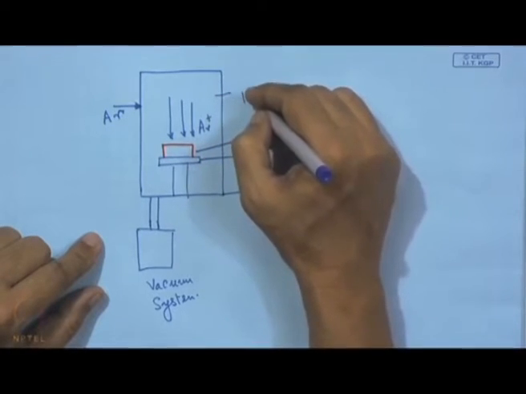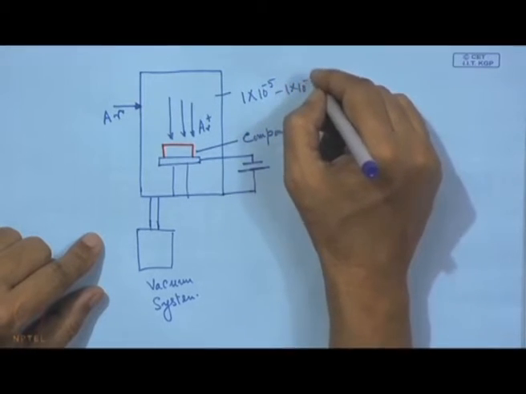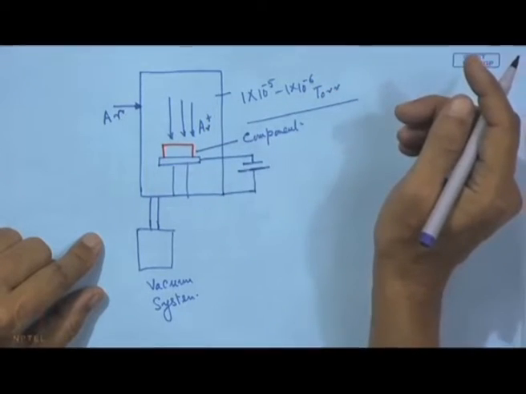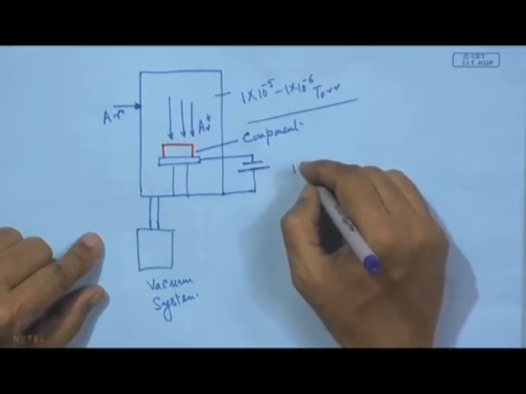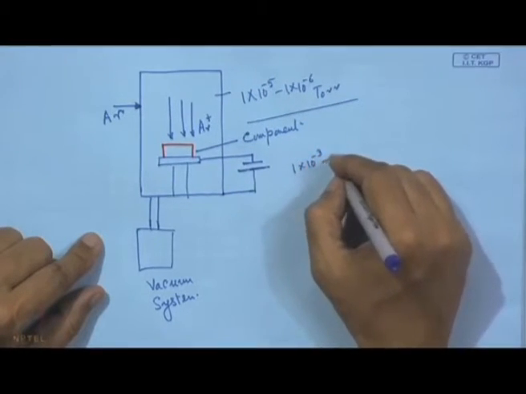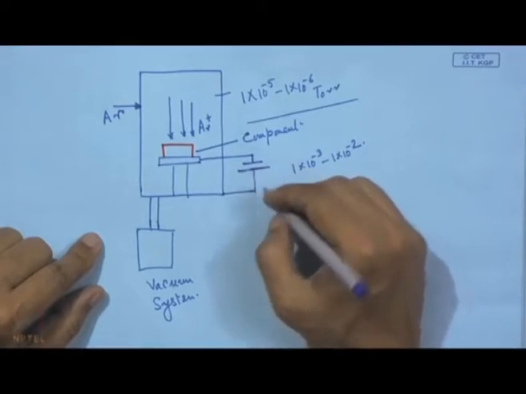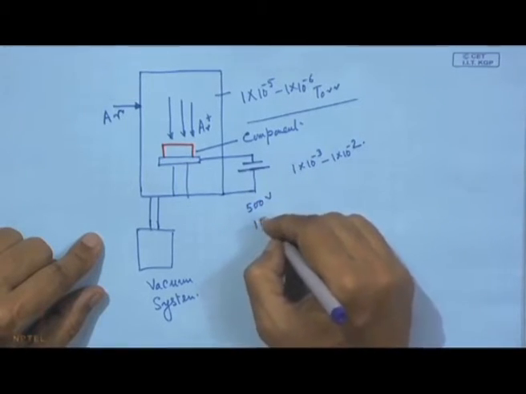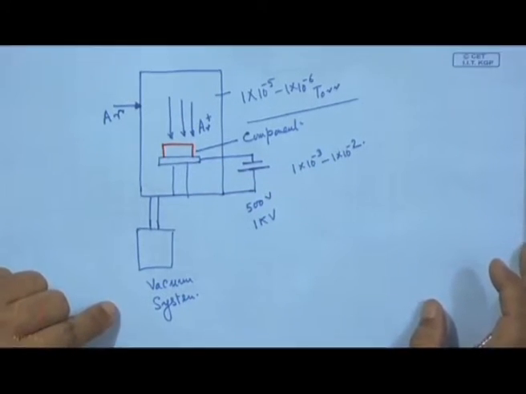to evacuate to a pressure of 10 to the power minus 5 to 10 to the power minus 6 torr. That means it is free of oxidation, the sample is well protected, then it will be backfilled with argon to a pressure of 1 into 10 to the power minus 3 to 1 into 10 to the power minus 2, and there will be a DC excitation. It can be between, say, 5 volt to 1 kV, and with that it is possible to have impingement of argon ions over this surface.